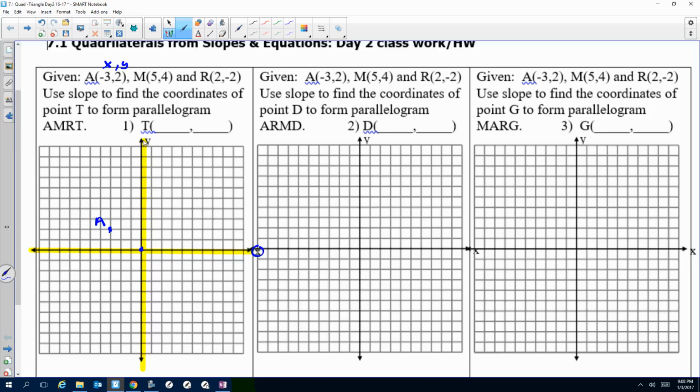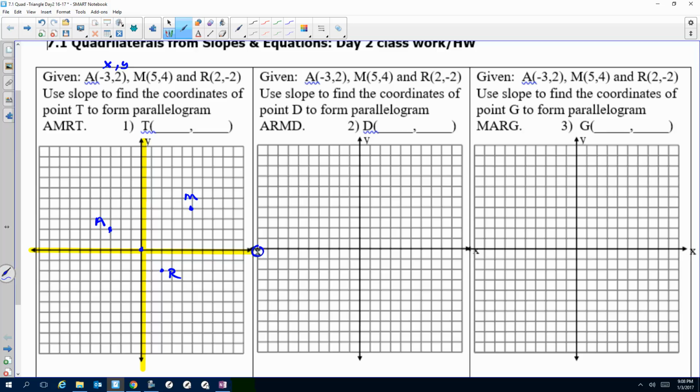Now we're going to do the same thing for M. Always start at the origin. 5, 4. That means we go on the x-axis 5 units to the right. 1, 2, 3, 4, 5. And then 4 units up. That's the y-axis. 1, 2, 3, 4. And that is our M. And then R is 2, negative 2. So we go to the right 2 and then down 2.